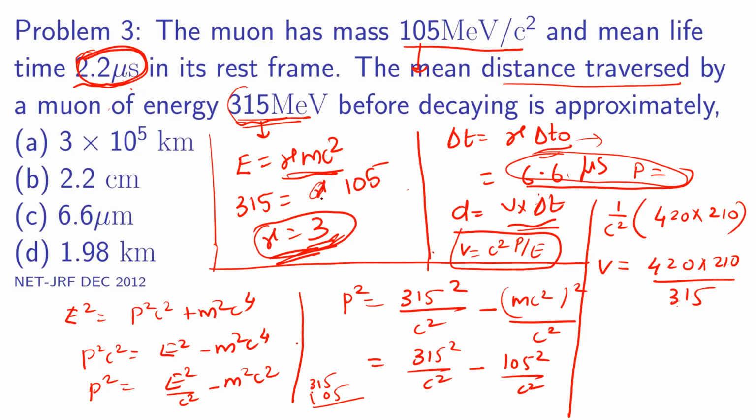Or we can simply square this. Gamma square is equal to 9 and do that from there. You can find the velocity from there. And you will see that the exact answer is not given. If you do this numerically, you will see that it's something like 1.86 kilometer, but the nearest answer is 1.98. You can check that.